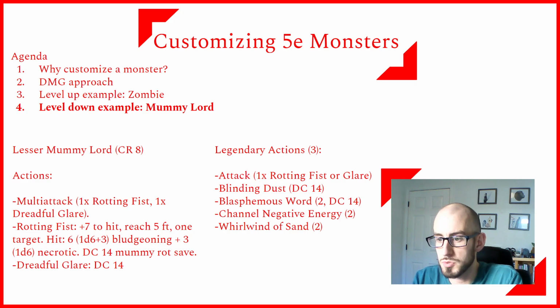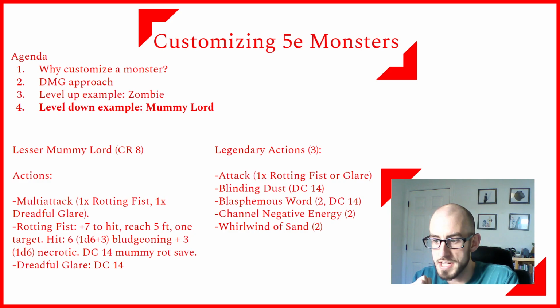We're going to keep those 3 legendary actions, so our options, I'm going to keep all the options. The first one is to attack. We can make 1 attack with our Rotting Fist or our Glare. We have our Blinding Dust one, which we can use to blind those around us. Again, with that save DC of 14.